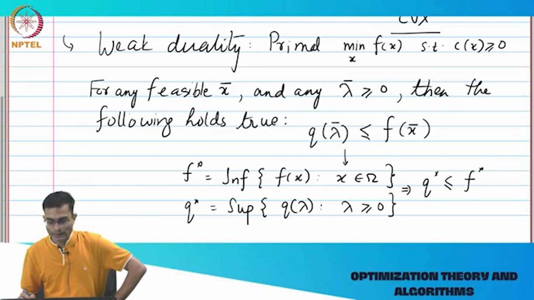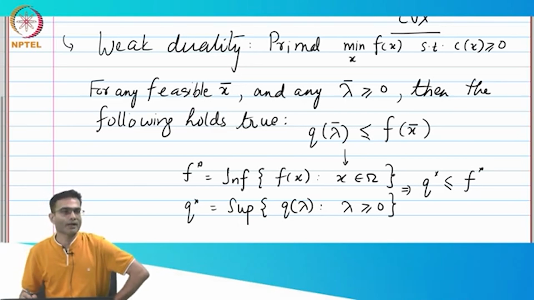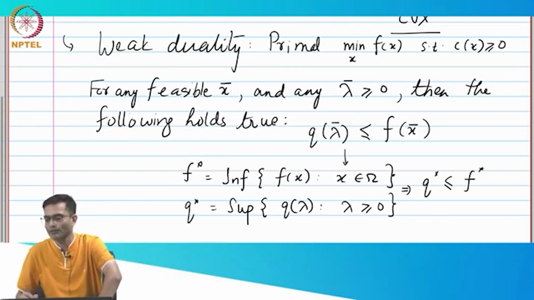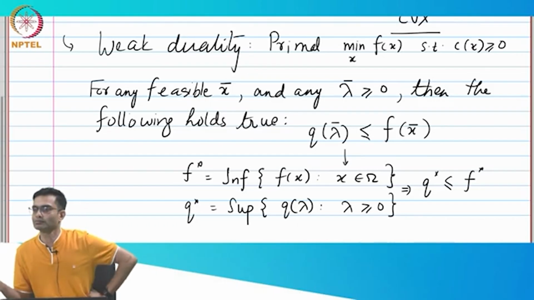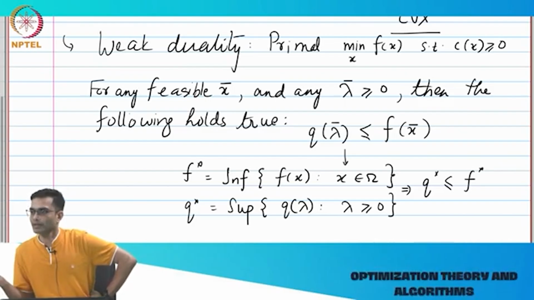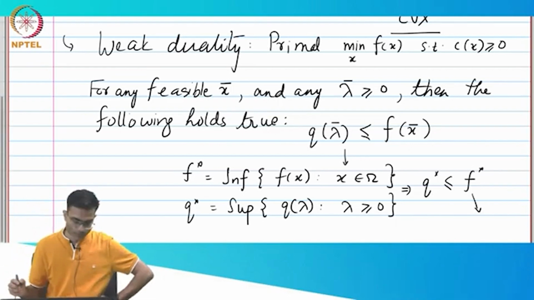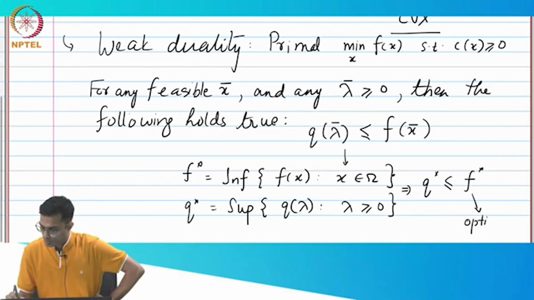When I minimized f, I made f as small as possible while x still belonged to the constraint set. Isn't that the solution to the primal problem? That is what I was looking for: give me the smallest f such that x belongs to the constraint set. So therefore, this is the optimum of the primal.